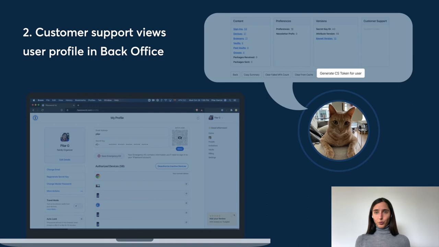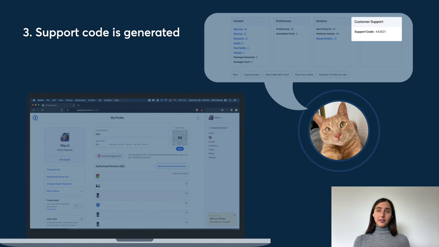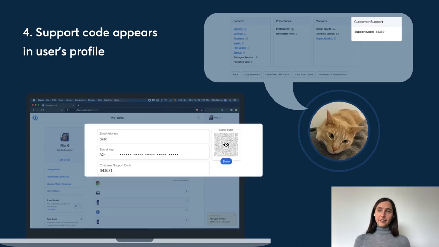Now, Bob, who happens to be a bit hairy, is ready to help Alice. He finds her account in our back office system and clicks the button Generate CS Token for User. That moment, a code with 6 digits appears for him. And at the same time, Alice sees the same code appear on her own screen. She then is able to read it out loud, and Bob makes sure that it matches what he has on his side of the screen.